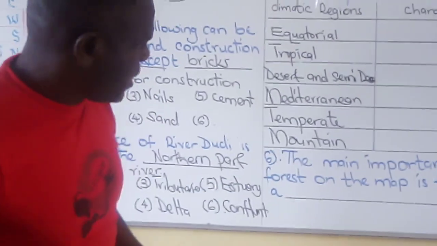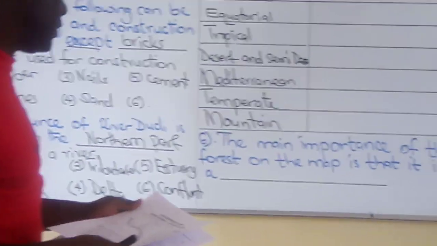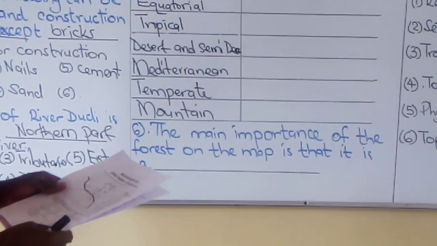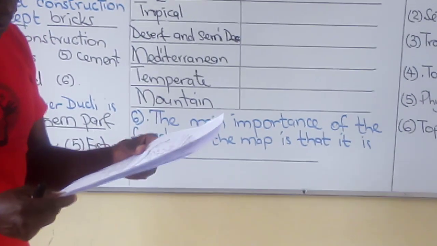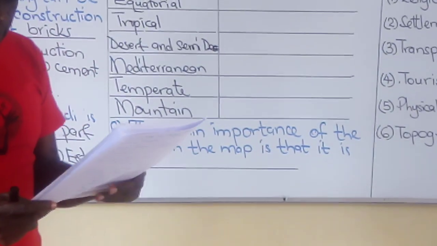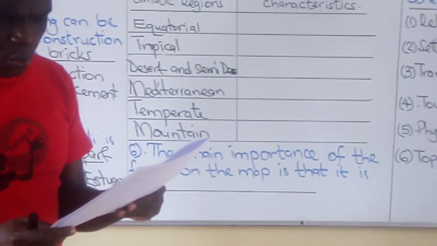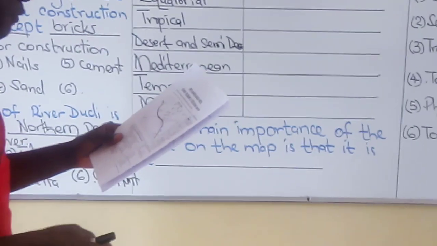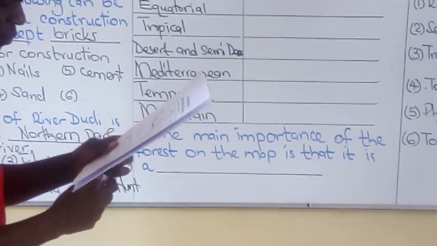Question number 6. The main importance of the forest on the map is that it is a dash. A, a source of the river, B, a source of firewood, C, a source of timber, and D, home for wild animals. Why is that forest there? What is its importance? It's a source of the river.